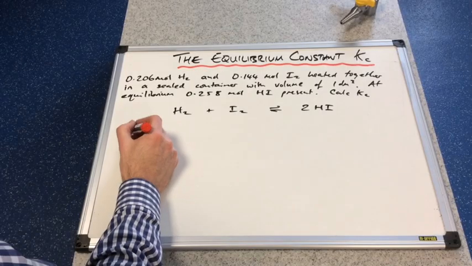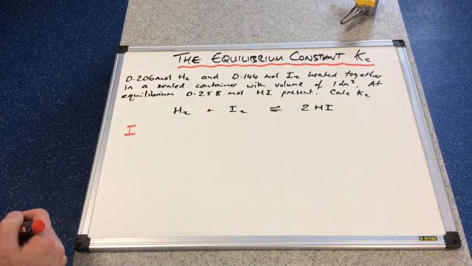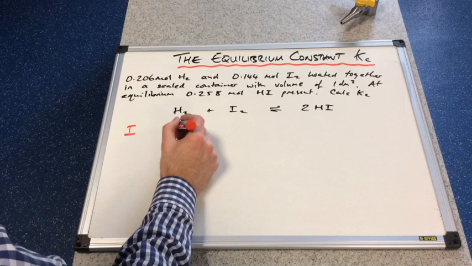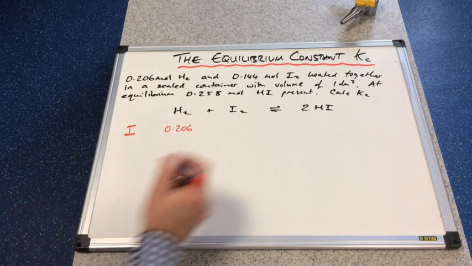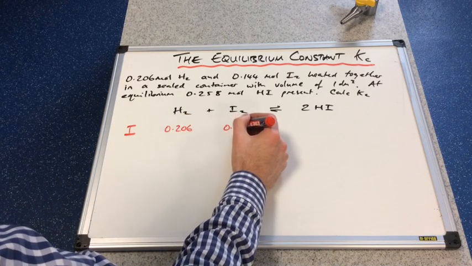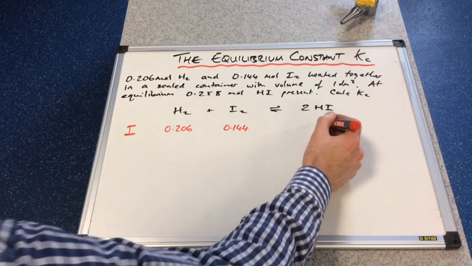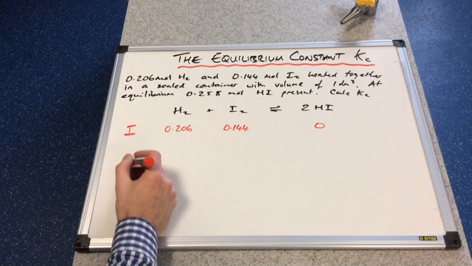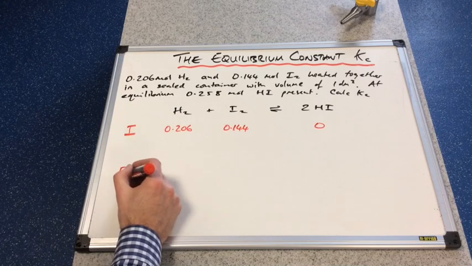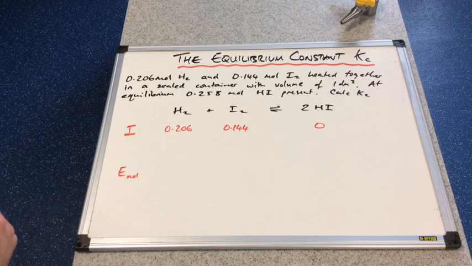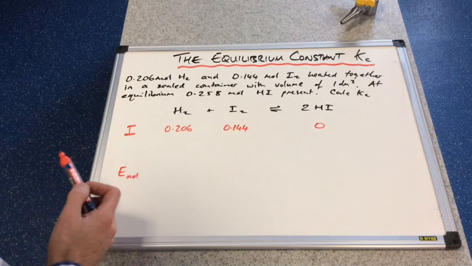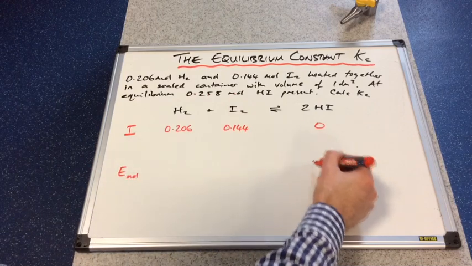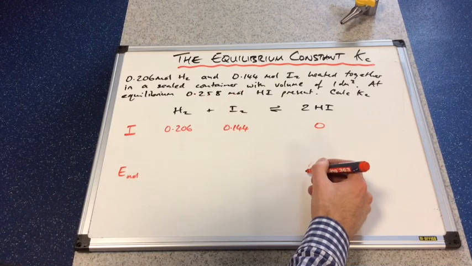So first thing, initial moles. We're told that 0.206 hydrogen, and 0.144 of iodine. So there'll be none of this at the start. And then we'll leave some space for the change. We'll go to the E. Remember, this is the equilibrium moles. And we're told that at equilibrium, 0.258 moles of HI were present. So we'll know this amount now, 0.258.